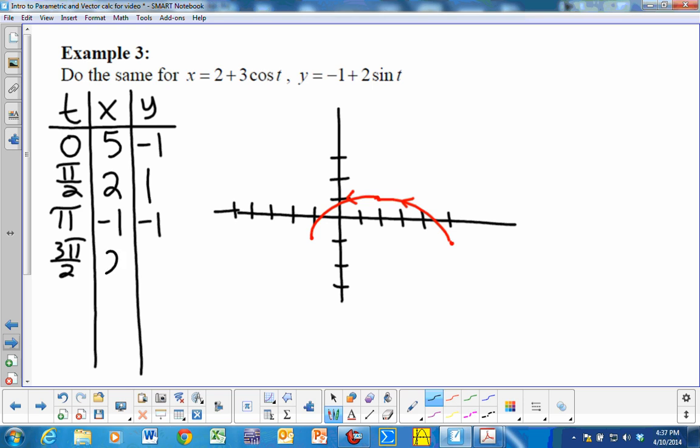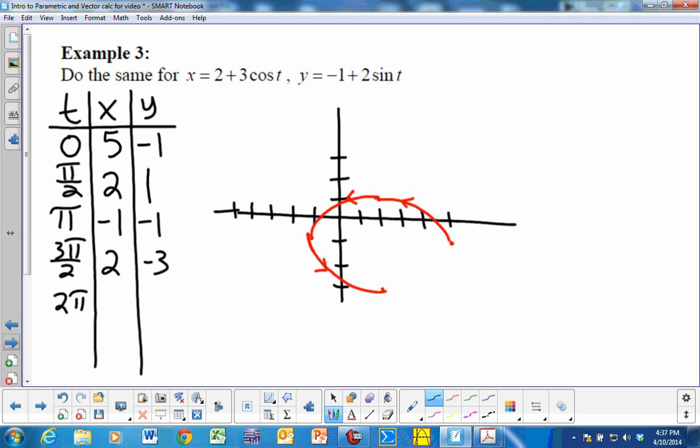3 pi over 2 is going to give me 2 and negative 3. You can practice plugging those in, and you should. But I'm going to go a little quicker here. So 2, negative 3 would be right here. So we're going to come around here to this point. So arrow this way. And you should be able to start to see what you think is going to happen here.